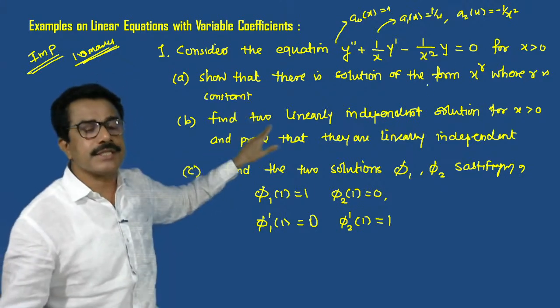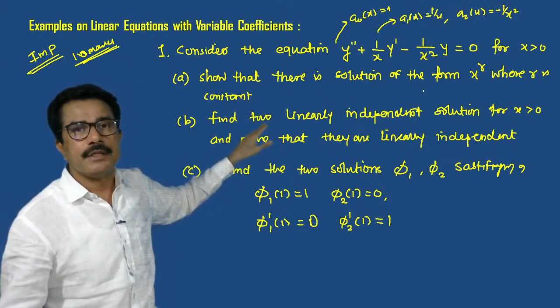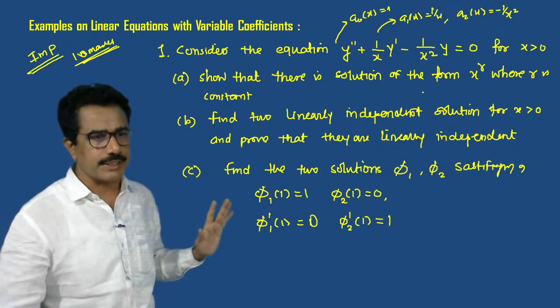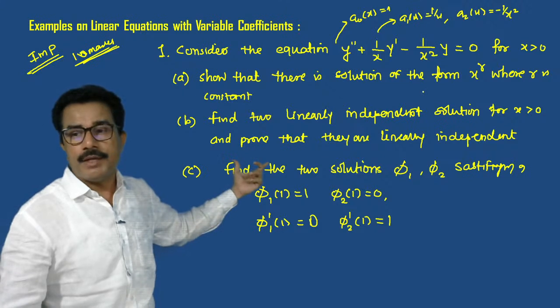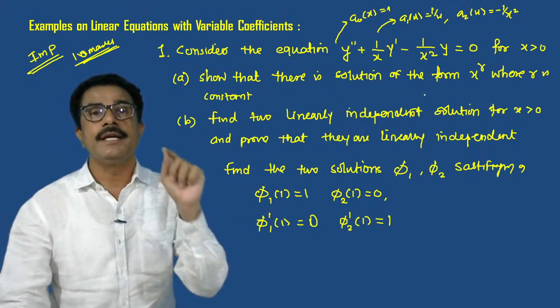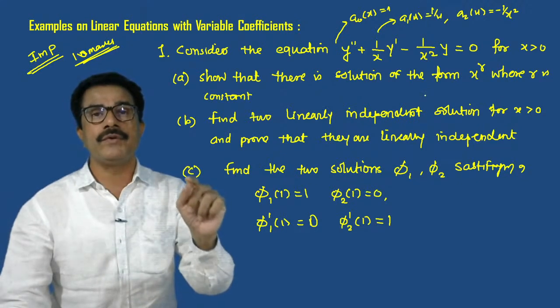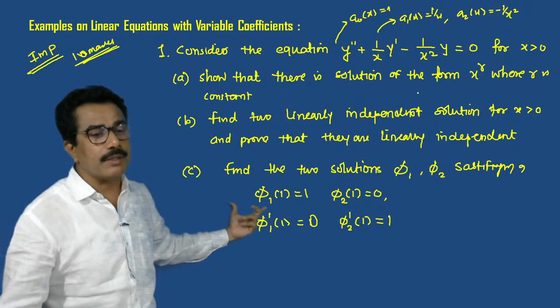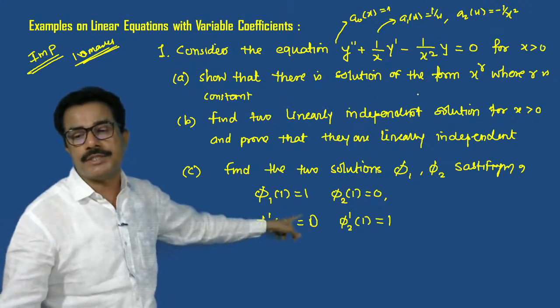But here in this case we have to show that the solution is in the form of x raised to r, where r is the constant. Also we have to show that both the solutions are linearly independent. That means we have to show that the Wronskian of phi 1 and phi 2 is not equal to 0. And third, we have to find the particular solution according to these given conditions.